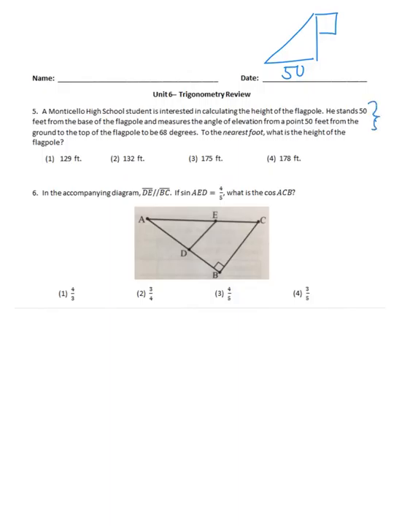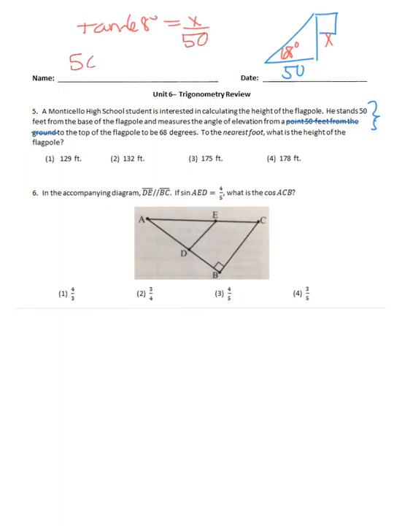He stands 50 feet from the base of the flagpole and measures the angle of elevation from a point 50 feet from the ground. Okay, so that's redundant. To the top of the flagpole to be 68 degrees. So that goes inside here. To the nearest foot, what is the height of the flagpole? So we're looking for this x. So based on this angle measure and the ratio of sides, I have tangent of 68 degrees is equal to opposite x over adjacent 50.